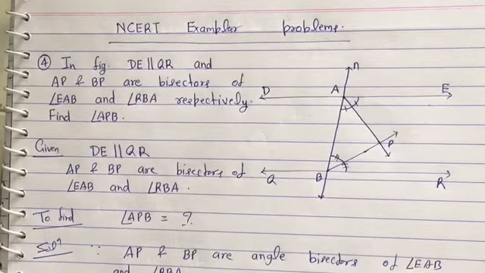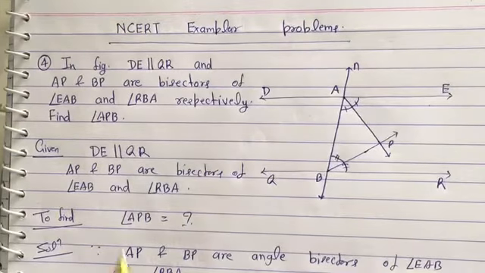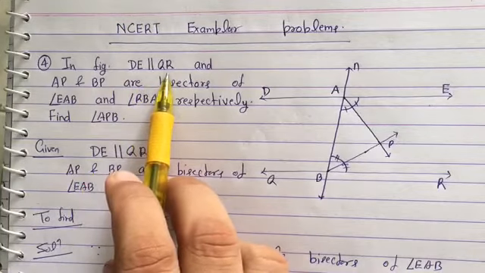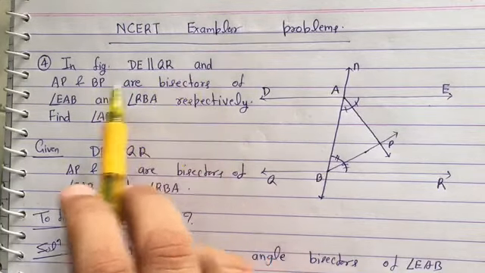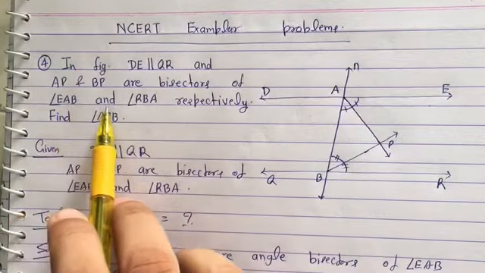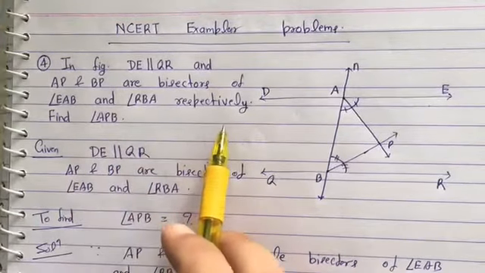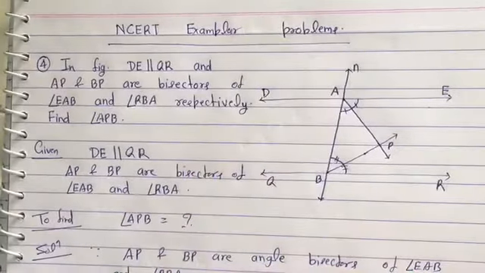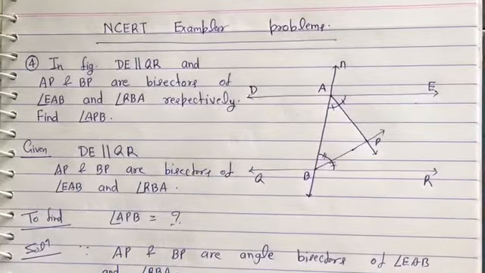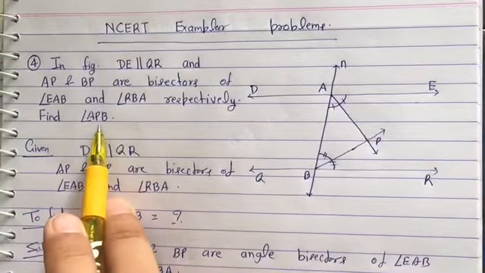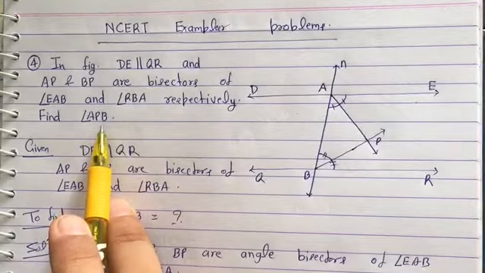This is the 4th question from your NCERT exemplar book, but the first question of today's class. In the figure, DE is parallel to QR, and AP and BP are bisectors of angle EAB and angle RBA respectively. And what do we have to find? We have to find angle APB. This is the question.